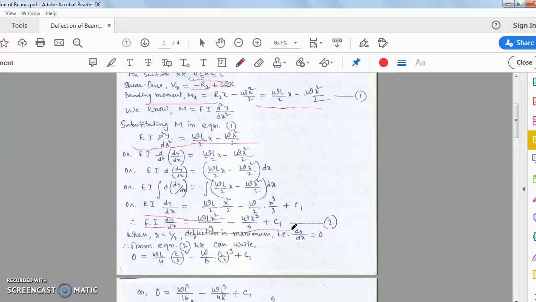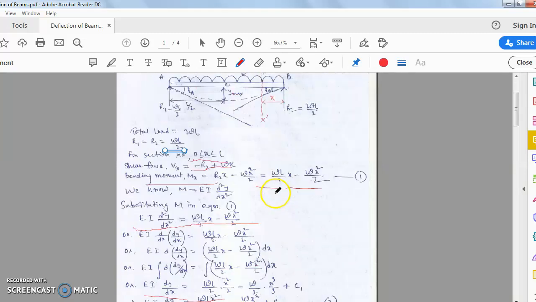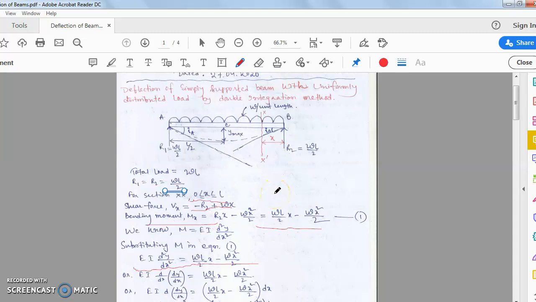So C1 is the arbitrary constant. You have to get the value of C1 from the boundary conditions. Here we see from the figure at the point x equal to L by 2, that is the middle point, the deflection is maximum. So y is maximum, that means your dy/dx value will be 0. And dy/dx is nothing but the slope. Here you see the tangent is parallel to the beam AB. That means the angle between the tangent and beam AB is absolutely 0.